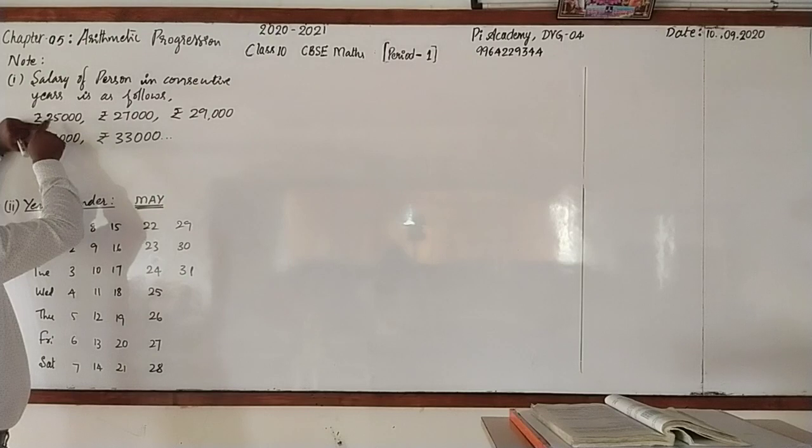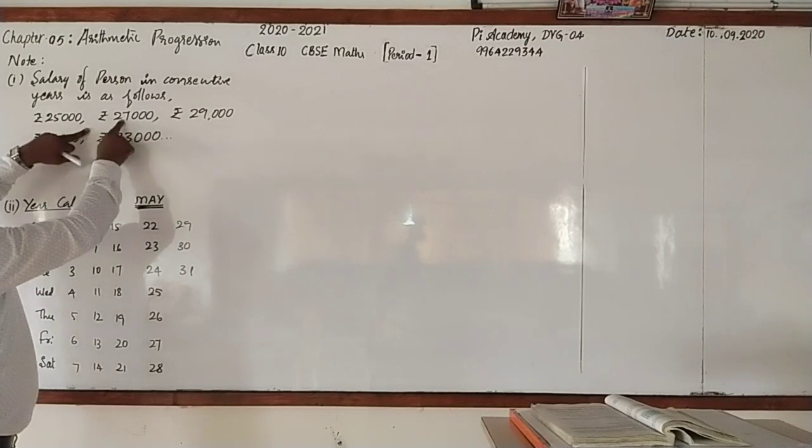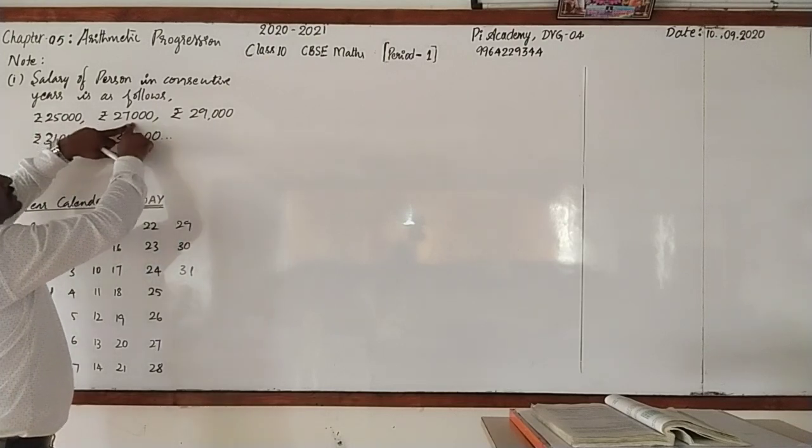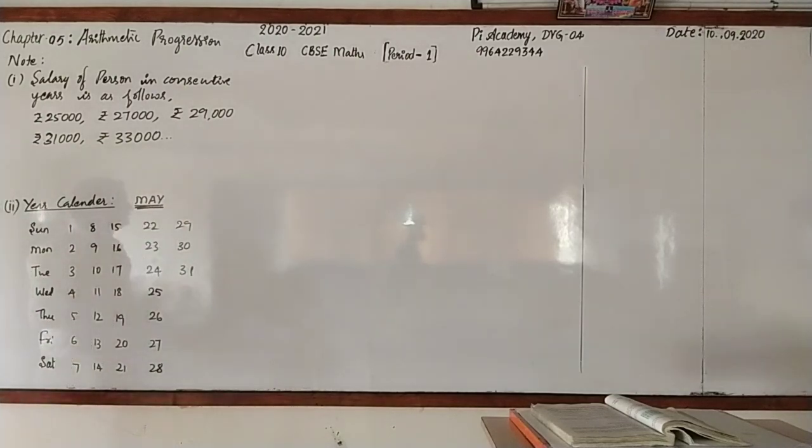So here, when you add 2,000 to 25,000, you will get 27,000. And add 2,000 to 27,000, you will get 29,000. Right? Hence, based on this, we can also define AP in another way. And before that, again, let us take this example as well.